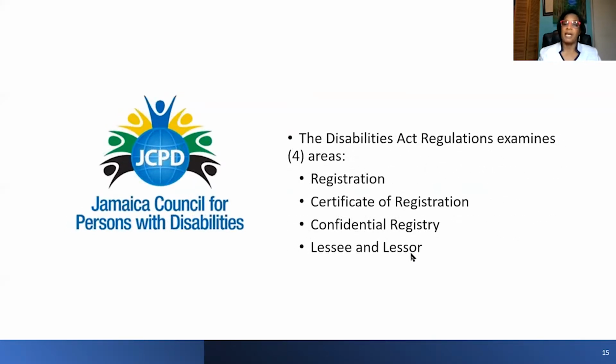What about the Disabilities Act regulations? We won't be able to delve deeply into this, but it makes provision for 4 key areas. Areas relating to registration of a person with a disability, and having gone through that process is able to access a certificate of registration, which the new council is to provide once the person with a disability meets the eligibility criteria.